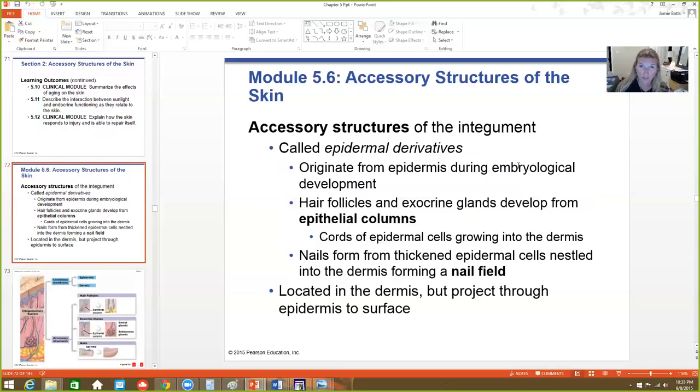These accessory structures are also called epidermal derivatives because they're basically modifications of the skin cells. They originate from the epidermis: the hair follicles, the exocrine glands. They all differentiate from something called an epithelial column, which is basically a special thin cord of epidermal cells that grow into the dermis. And nails are formed from thickened epithelial cells in something called the nail field. All of the accessory structures are located in the dermis, but they can go through the epidermis, as is obviously the case with hair and nails.